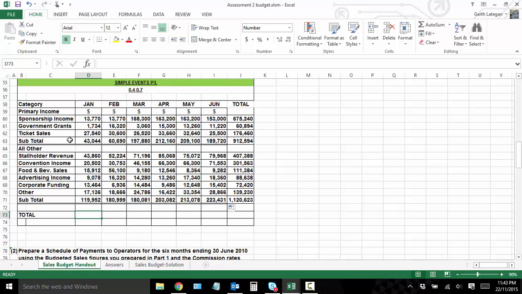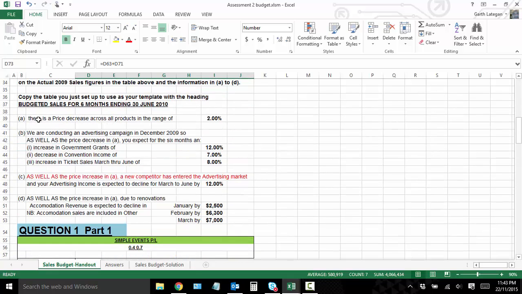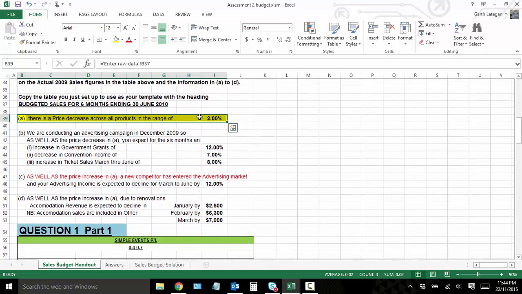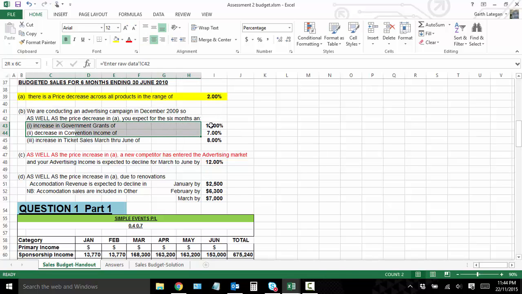Then I want to add these two together. I want my subtotal there and my subtotal there, so I get my total revenue for this period. So equals plus, press enter, and then I can drag that across. Now I know that one's done, I can highlight in yellow to say it's done. Then some other things have happened besides the 2% decrease. We've also got an increase in government grants. So even though we have 2% overall, we are going to have an increase of 12% in government grants.